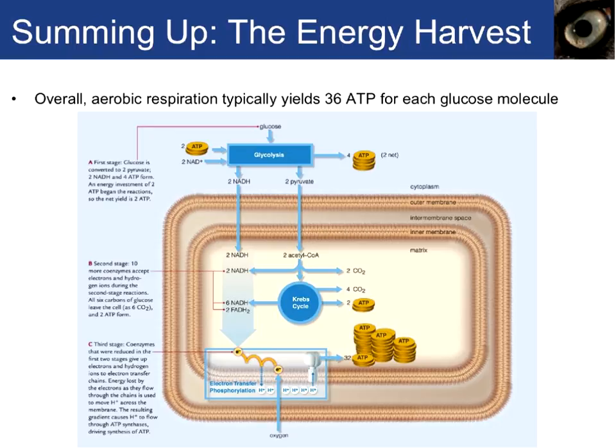This differs a little bit by cell type. So for example, the typical yield of aerobic respiration in brain and skeletal muscle cells is going to be 38 instead of 36. So you had a net of 2 ATP that happened from glycolysis, 2 ATP that occurs in the Krebs cycle, and 32 ATP from the electron transport chain.